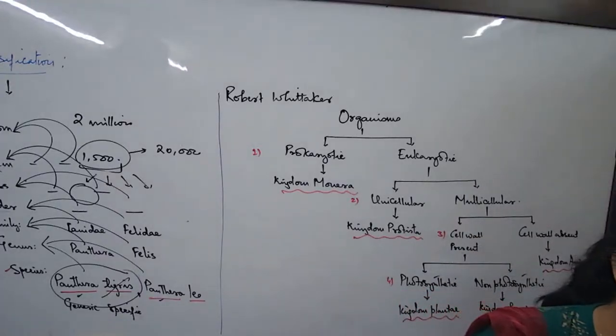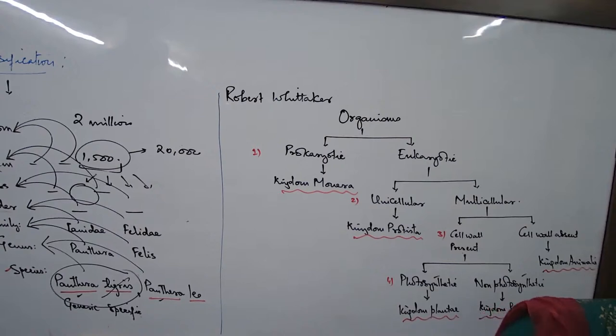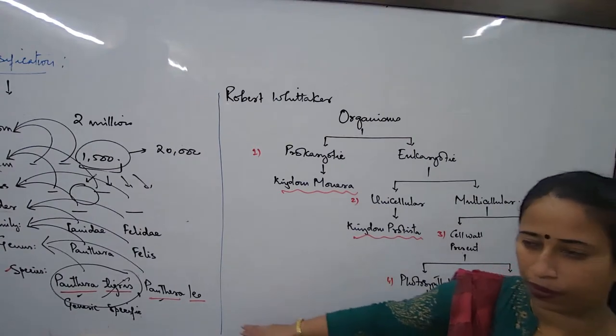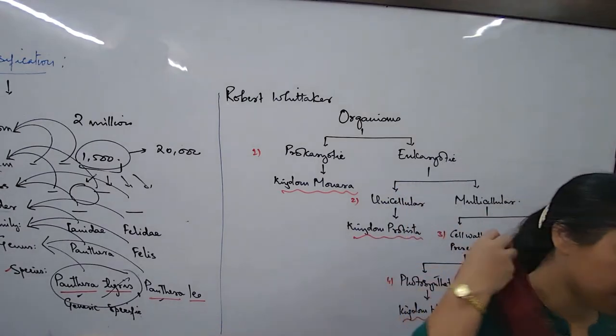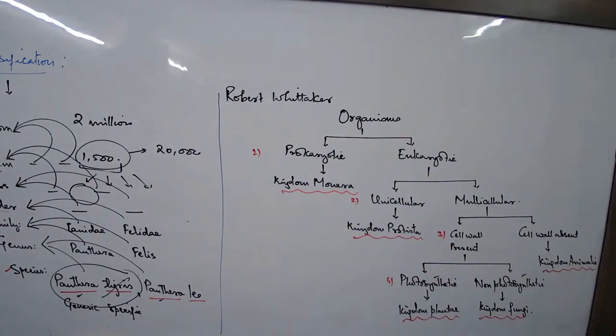The method of naming an organism using scientific words, biological words, what is this called? This is known as binomial nomenclature. Underline that also, binomial nomenclature. See, here already I started only with that concept. When I say binomial nomenclature, what are the two parts of the name? One is the generic name, one is the specific name.